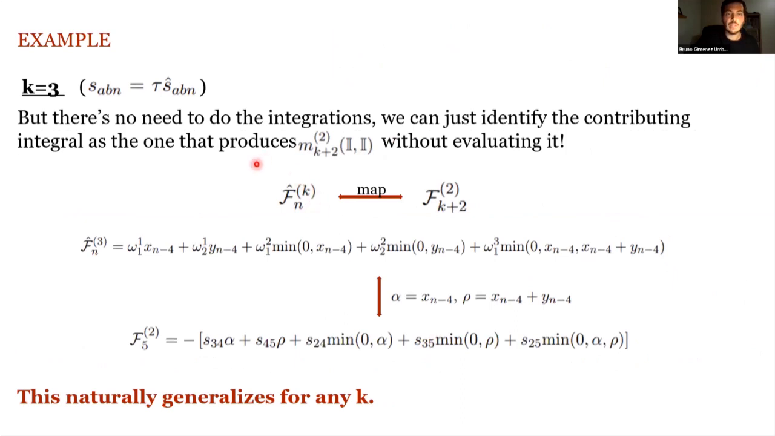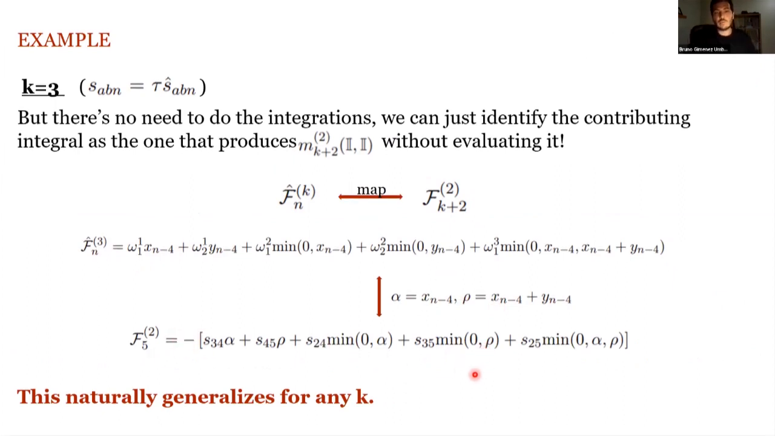And actually, there's no need to do the integrations because we can just map the f hat potential function to the potential function that is producing the standard quantum field theory amplitude. So in the example that I was talking about, this would be the f hat, and you see that under this change of variables, this maps to the 2,5 potential function.